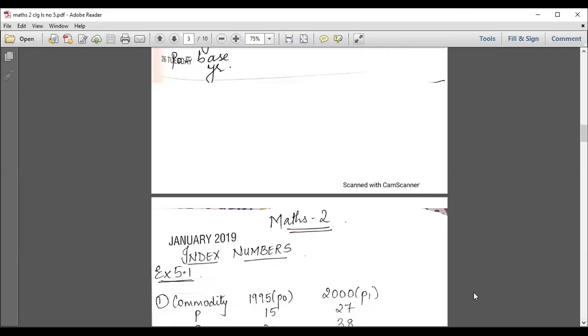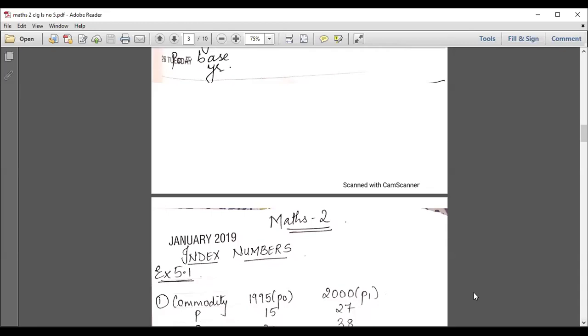So here we can write price in 1995 as P0, whatever you can pronounce. And the second, price in 2000, can be taken as P1. So as I told you, the formula is very simple: summation P1 upon summation P0 into 100. Summation means you have to add the column, you have to do the total of the whole column.